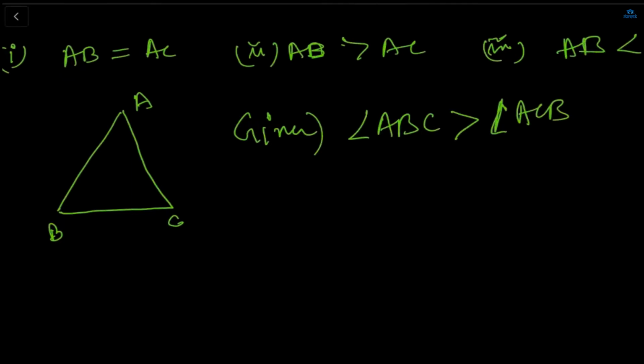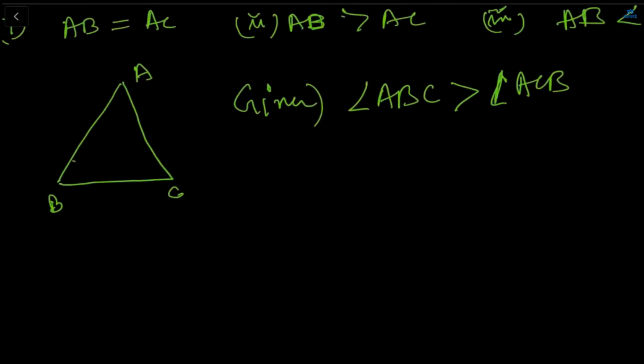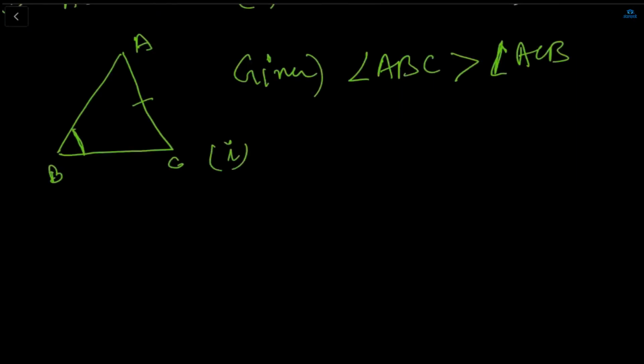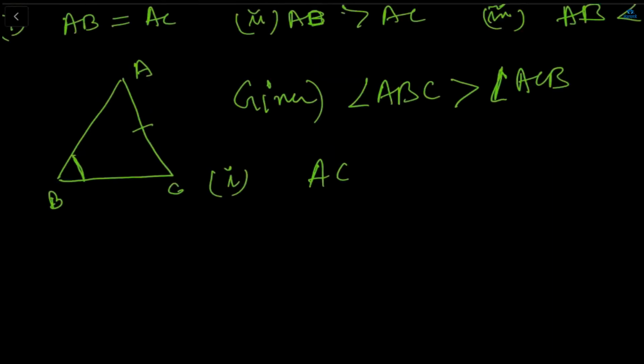Now, since this angle is greater, this side will be greater. This side should be greater. Now let's see the first case. According to the first case, it is given that AC should be equal to AB.